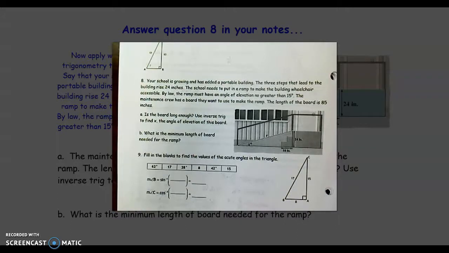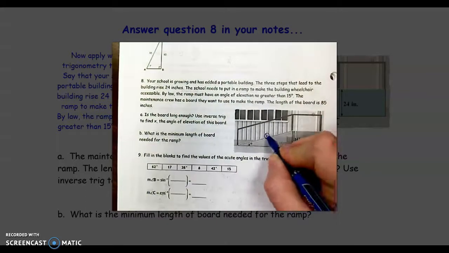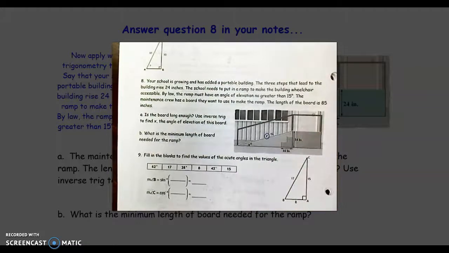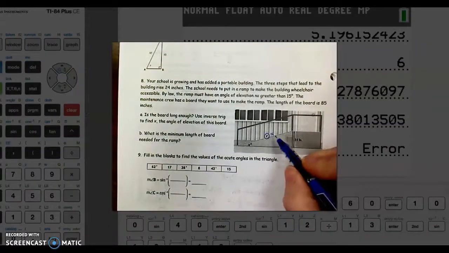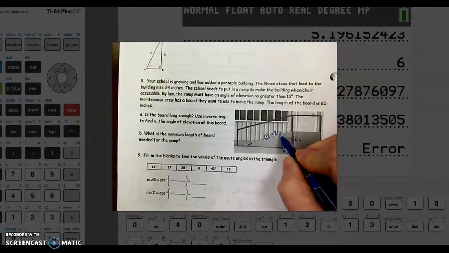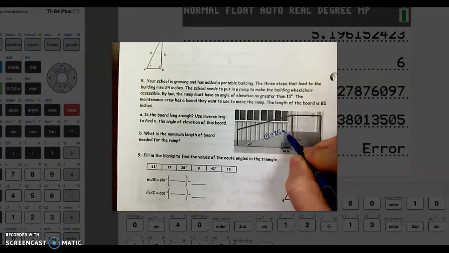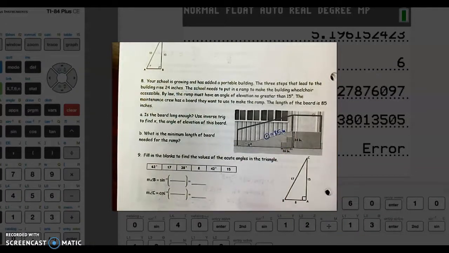The maintenance crew has a board that they want to use to make the ramp, and the length of the board is 85 inches. And we want to know, is the board long enough? Can R be 85 inches? That is the question. All right, so let's look at setting up our equation here.